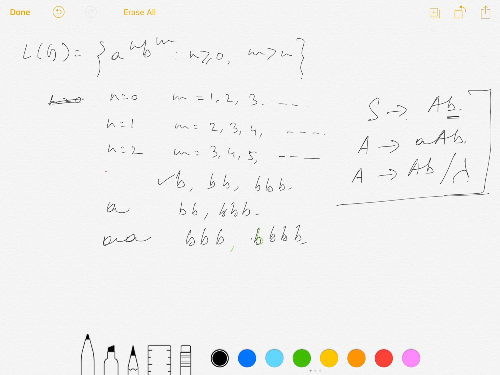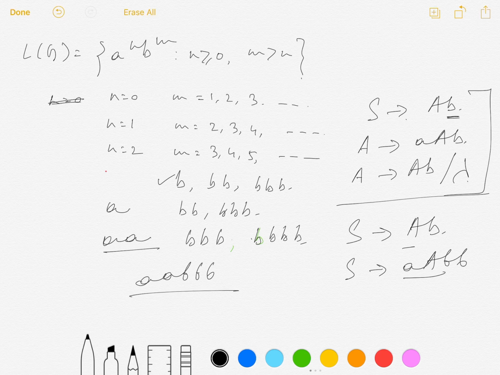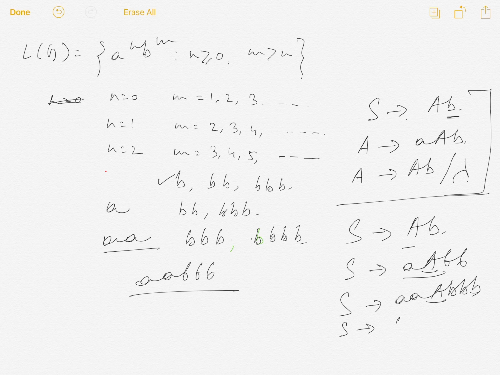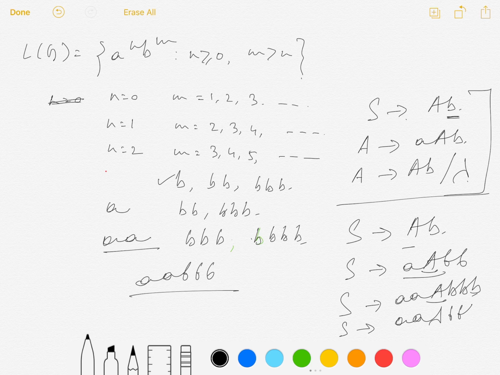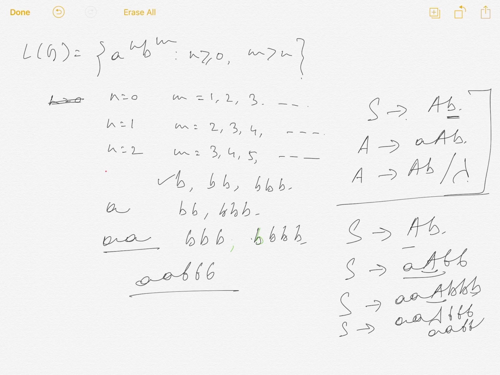So tell me any one of the strings. Suppose I consider the string 2a and 3b, which must be satisfied by this language. So how to get this string? Replace S with aSb, at least one b is coming, and after that replace this S with aSb, and again replace this S with a and triple b, and after that replace this S with lambda. That means I am getting aabbb.